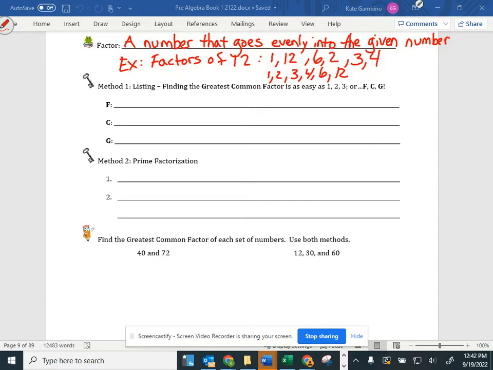So there are different ways to find greatest common factor. The first method, method 1, is listing them. Instead of saying greatest common factor all the time, I like to call it the GCF, greatest common factor. So finding the GCF is as easy as 1, 2, 3, or FCG. Mr. Schultz is silly.